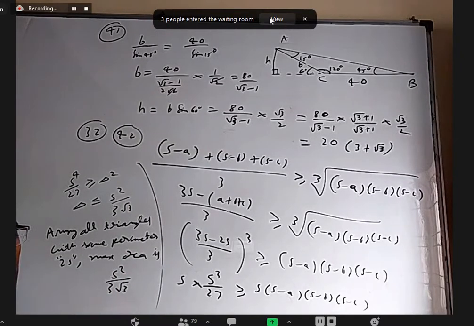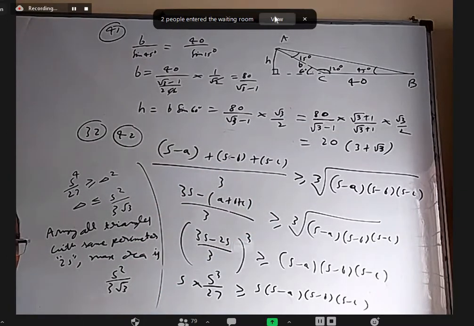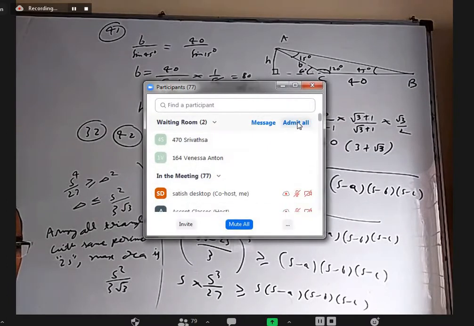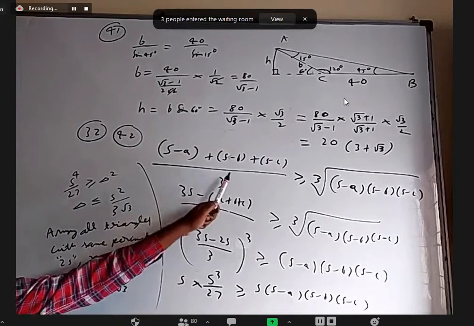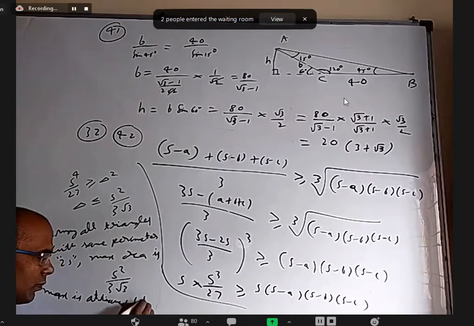So if perimeter is given to you, what is the maximum area that you can cover with this in the form of a triangle is this. And when is that maximum attained? In the AM-GM inequality, when is equality attained? When all are equal. So s minus a equal to s minus b equal to s minus c means a equal to b equal to c. Okay. So maximum is attained for equilateral triangle. Maximum is attained when triangle is equilateral.